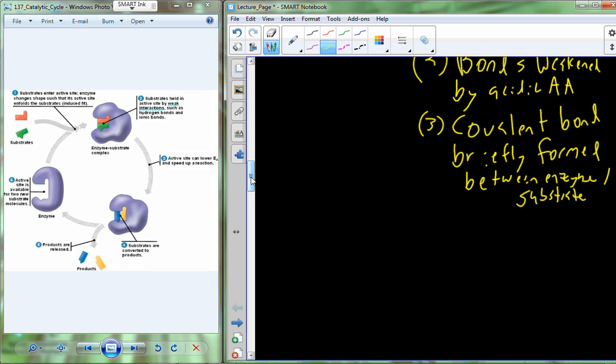being converted into product. Once we have the product formed, we're going to then release the product, and that's going to be the end of the catalytic cycle. Once the products are released, we move back to the beginning of the catalytic cycle. We now have that free, unbound enzyme that can rebind substrate and cause another reaction to occur. So once the products are released, we're back to the beginning of the cycle, and we can let it go over and over and over again.